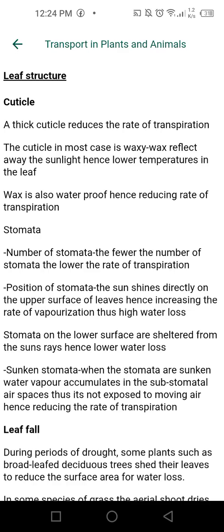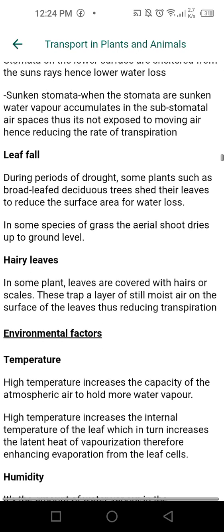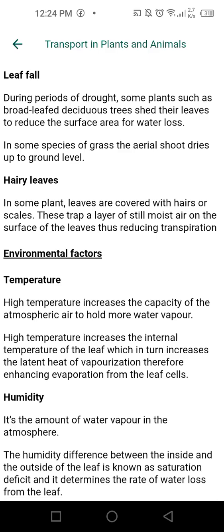Leaf fall. During periods of drought, some plants such as broadleaf deciduous trees shed their leaves to reduce the surface area for water loss. In some species of grass, the aerial shoot dries up to ground level. Hairy leaves. In some plants, leaves are covered with hairs or scales. These trap a layer of still moist air on the surface of the leaves, thus reducing transpiration.